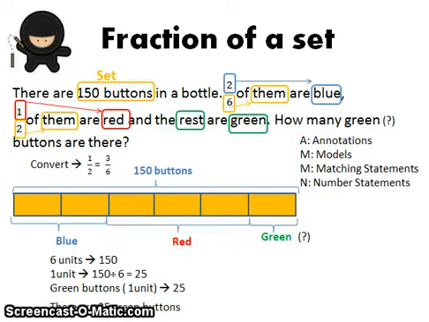So this is how we can solve a question involving fraction of a set. Let's go through the steps quickly. Annotations, models, matching statements, number statements. Annotate, model, matching statements, number statements. Alright, so same thing, stop, think and check. See if you understand the steps taken to solve these problems. Alright, once you're done, you may try to do your TMO at home and complete them.